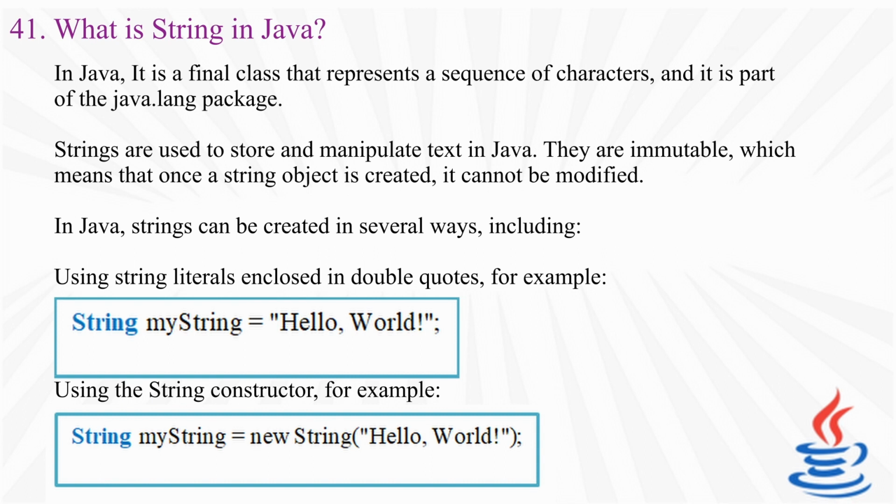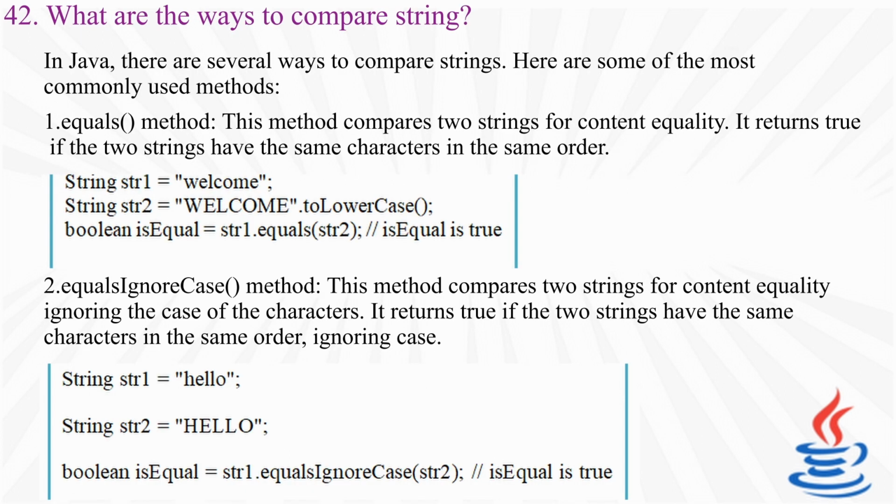In Java, strings can be created in several ways using string literals and string constructor. String literals are enclosed in double quotes and using the new operator in string constructor. Next question is, what are the ways to compare string? Here are some of the most commonly used methods.